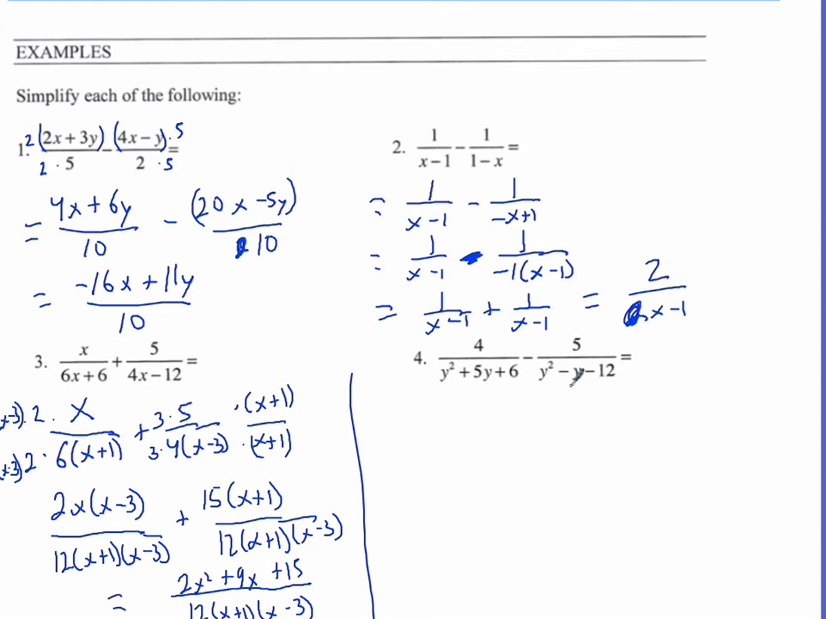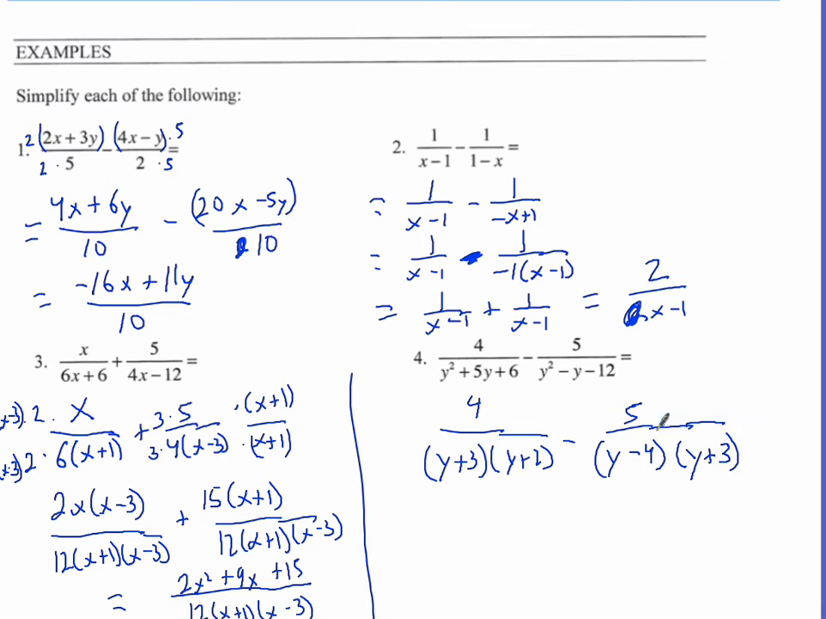Okay, here you have two different quadratics. It might help to factorize. Let's see what happens. That's (y plus 3)(y plus 2). This is (y minus 4)(y plus 3). Now you see I have a y plus 3 in common, so we just need to get a common denominator by multiplying this one by y minus 4. So 4 there. And we need to multiply this fraction by y plus 2.